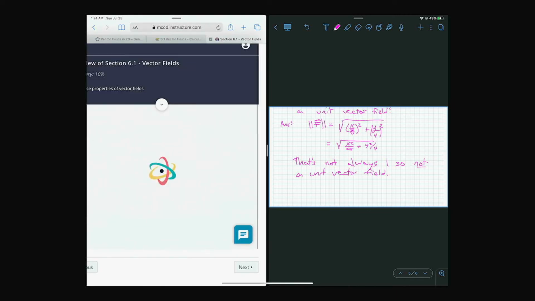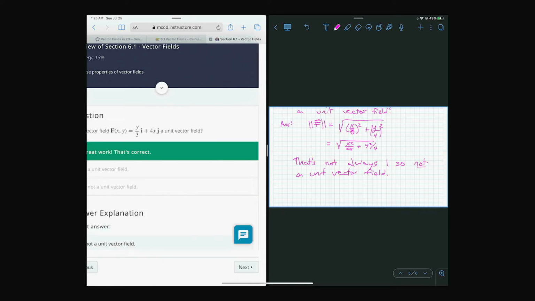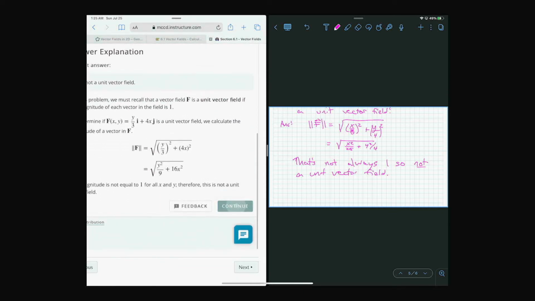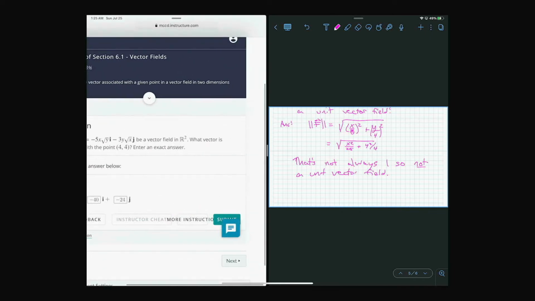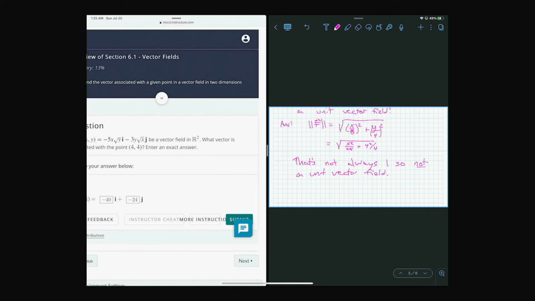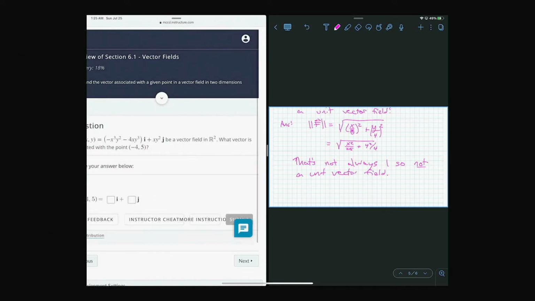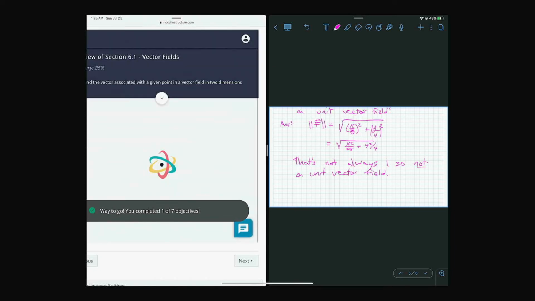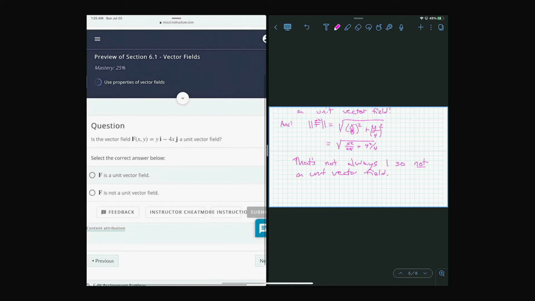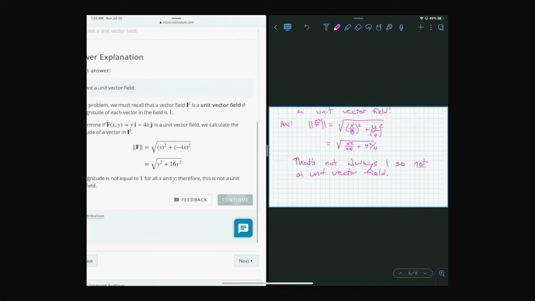Hard work is paying off. Look, they did exactly what we did. This one's also not a unit vector field. I'm going to go to one that is, and we'll do it again. Oh, they're not going to give us one. If they don't, I'll just make one up. Don't know why they're giving us these again. Those were like what we did at the beginning. Also not a unit vector field. Come on. Give me a unit vector field.